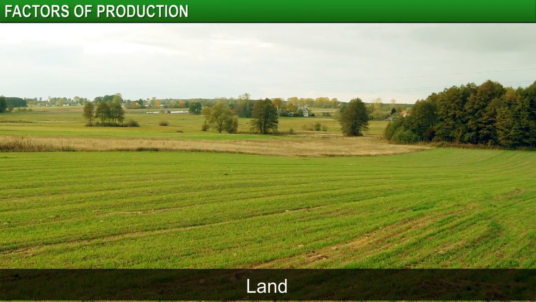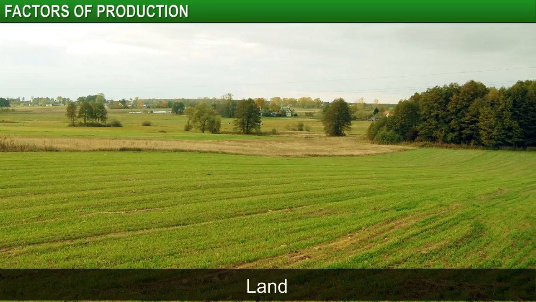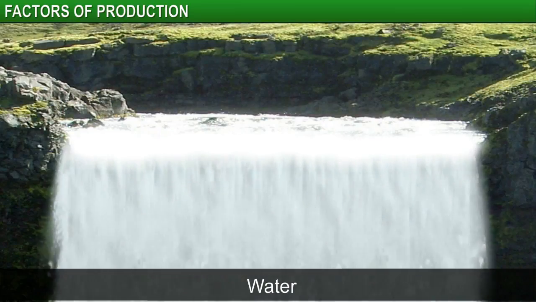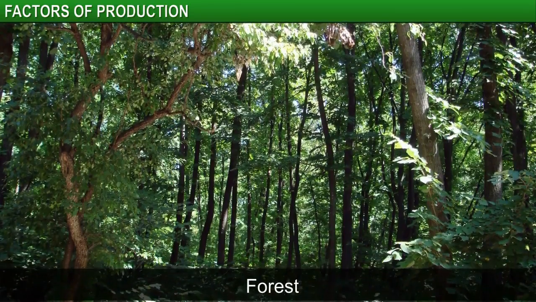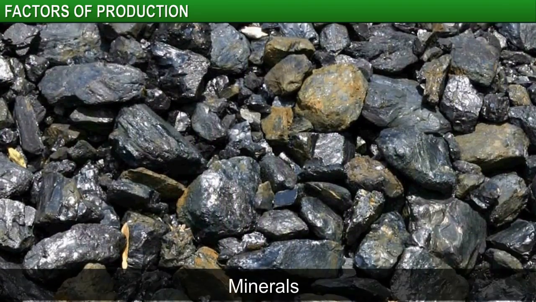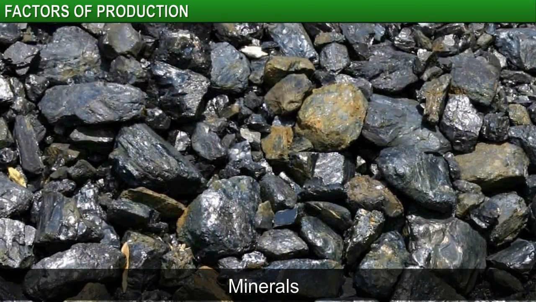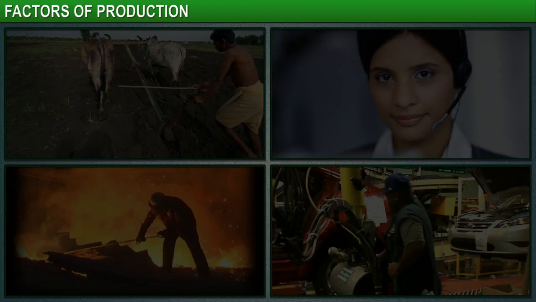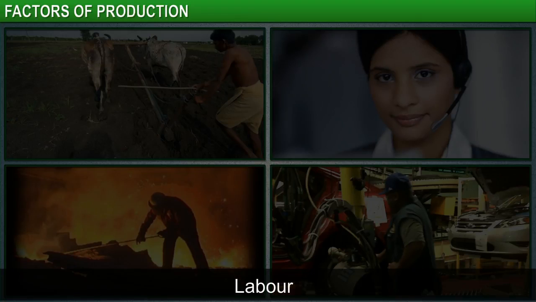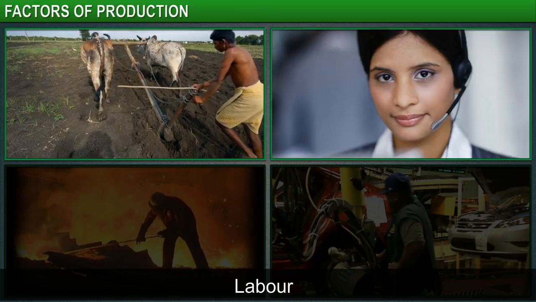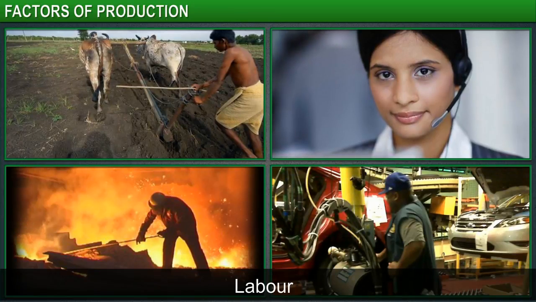Land as a production factor also includes other natural resources like water, forests, and minerals found in the Earth's crust. The second requirement for production is labor or workforce. These are the people who do the different tasks involved in production.